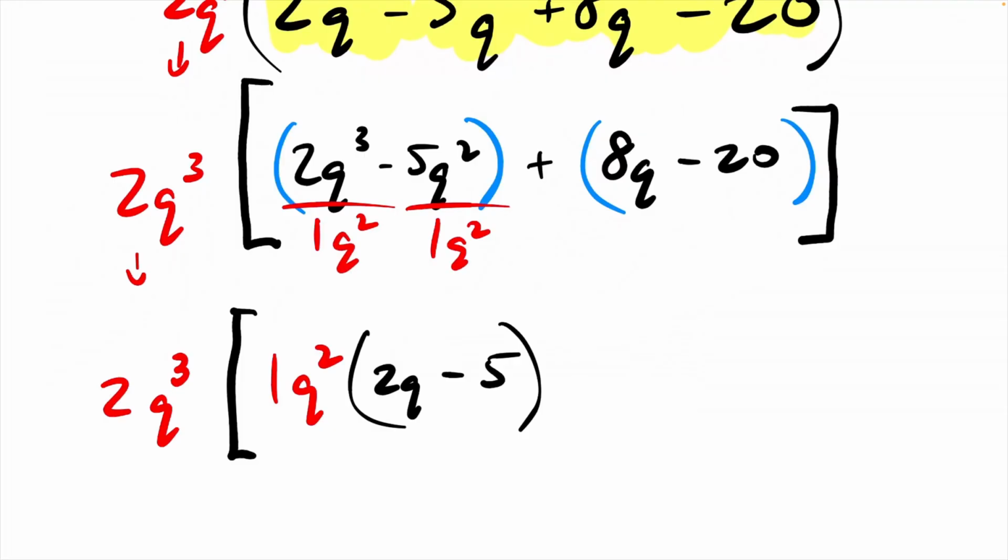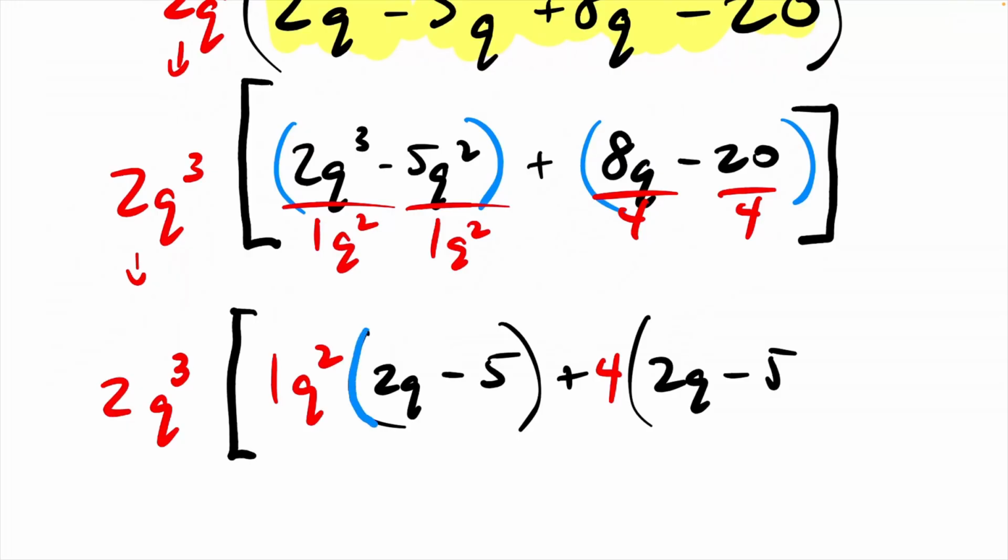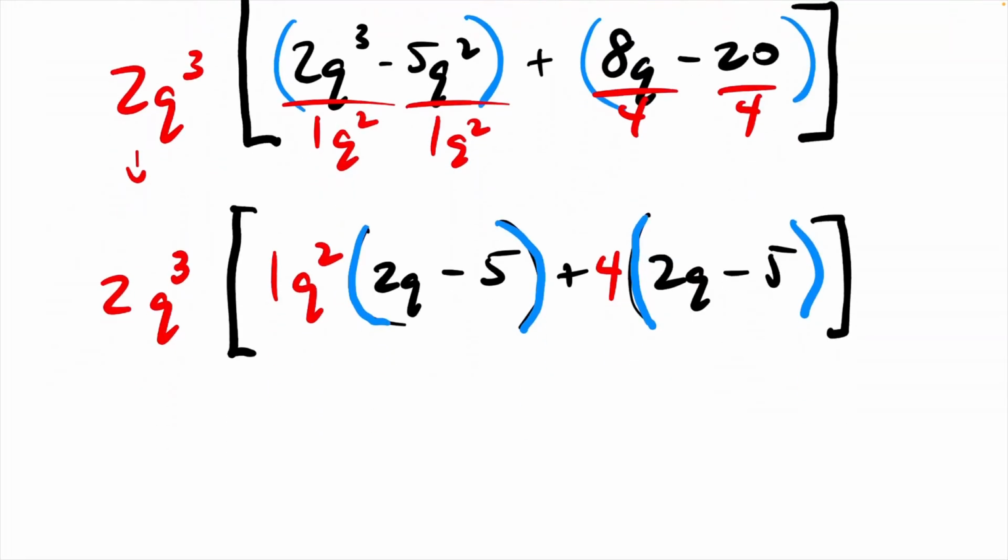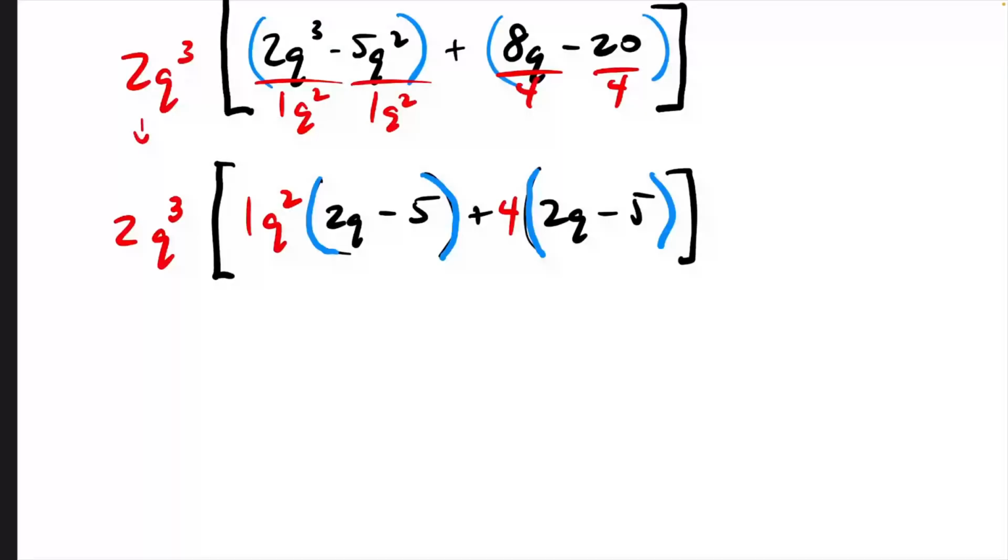Okay, so now let's look at the second group. 8Q minus 20. What's the GCF there? 4, yeah. Positive 4. So it would be 2Q minus 5. Okay, that was step 3 and step 4. Now we should be seeing double. There should be something that appears twice. 2Q minus 5, right?